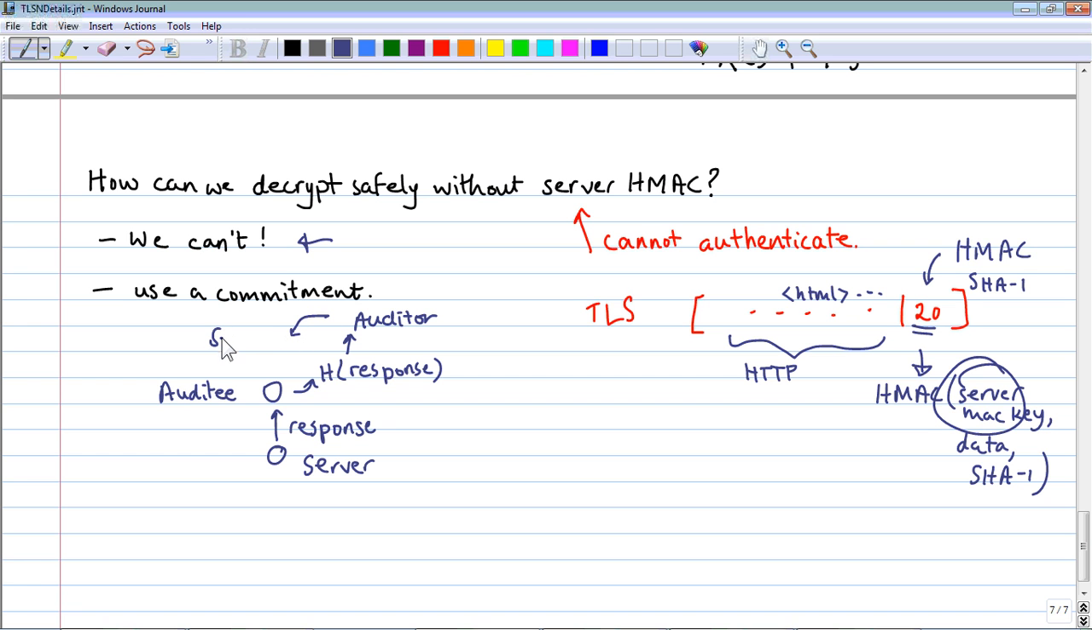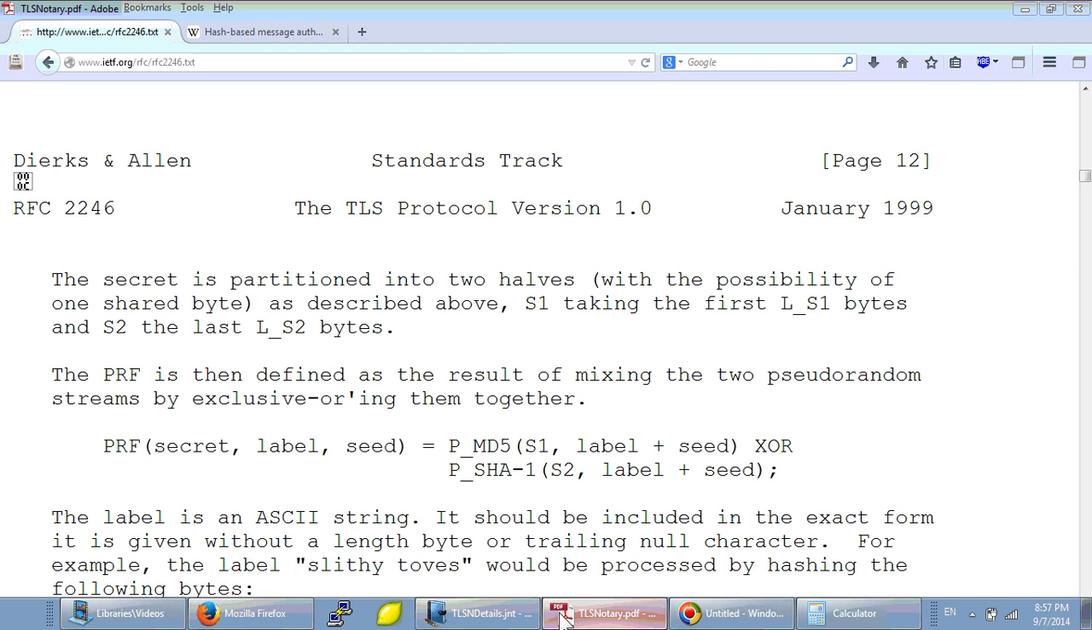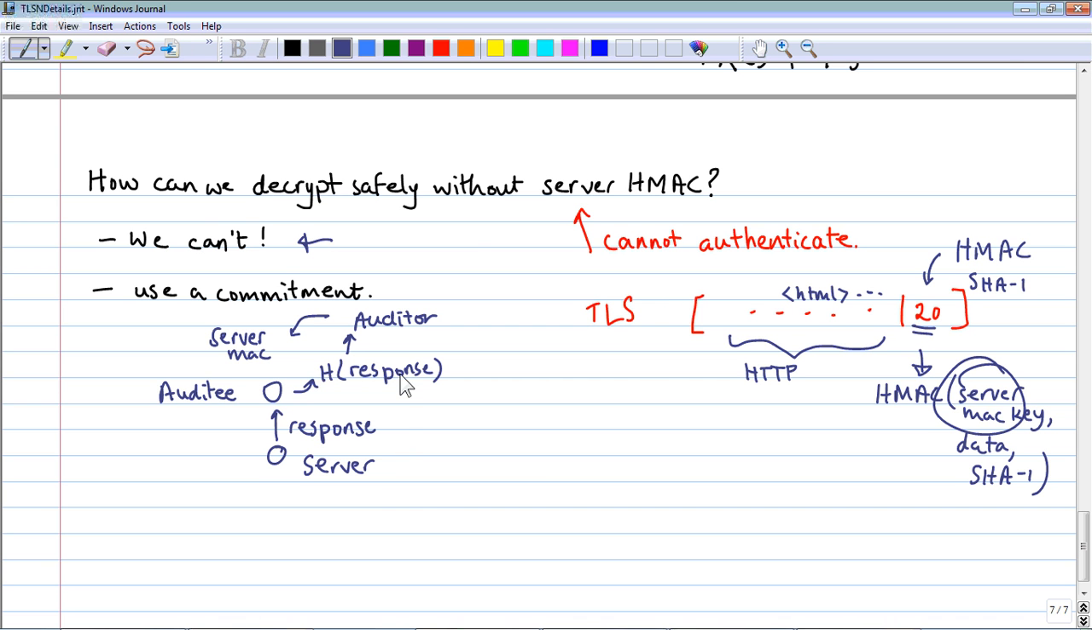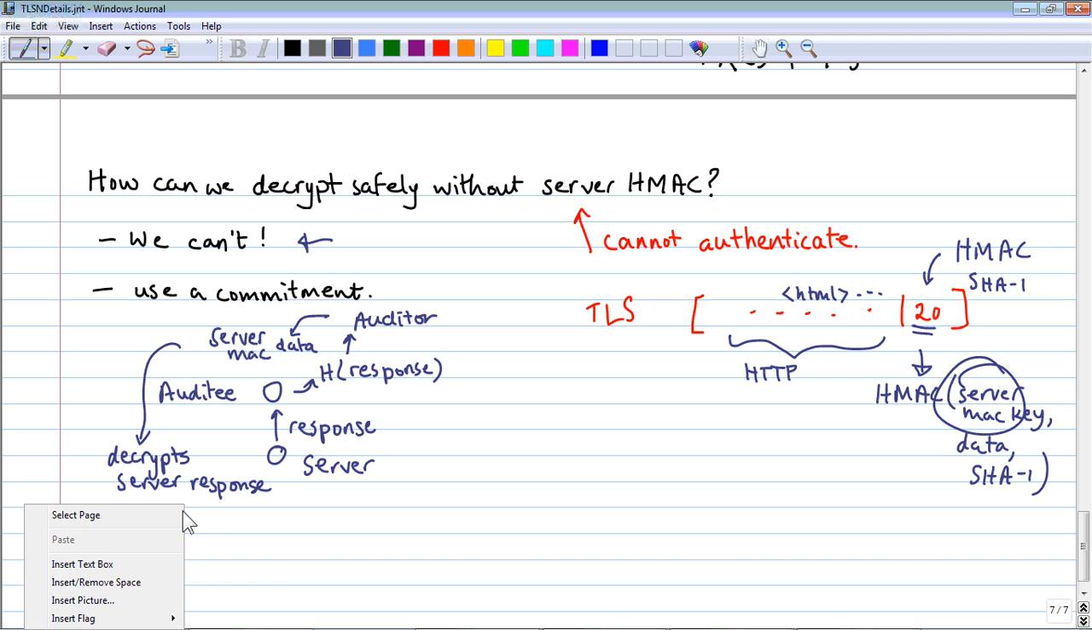Then the auditor sends the server MAC p hash. So just one more reminder, what he's sending here is specifically that little 20 bytes of data that allows the auditee to XOR and get the correct server MAC key. So he sends the server MAC data to the auditee. Right, what happens next is the auditee decrypts the server response. So at this stage he can look at that data knowing full well he's got the full TLS security model. The data was privately sent and it was authenticated. Having decrypted the server response, he then decides whether he wants to send that data to the auditor, and if he does, he sends the response.